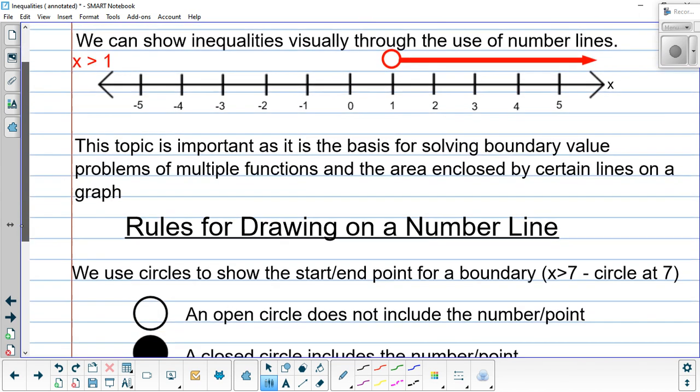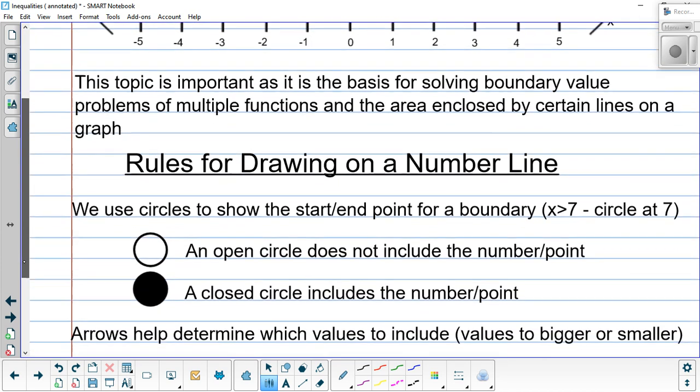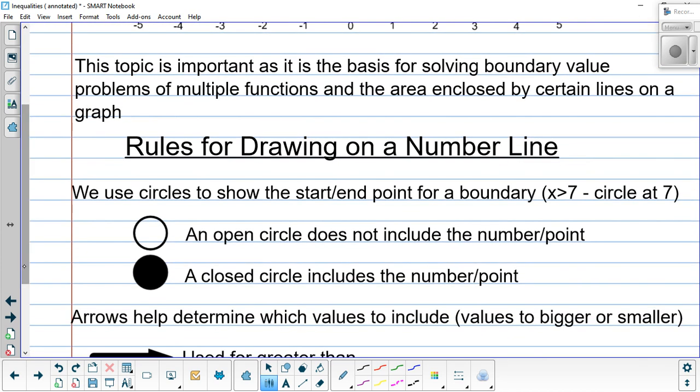These number lines are going to become important when we eventually look at graphs and doing boundary problems, because a graph is really just two number lines. It's a horizontal number line and a vertical number line that allows us to find where things interact with each other.